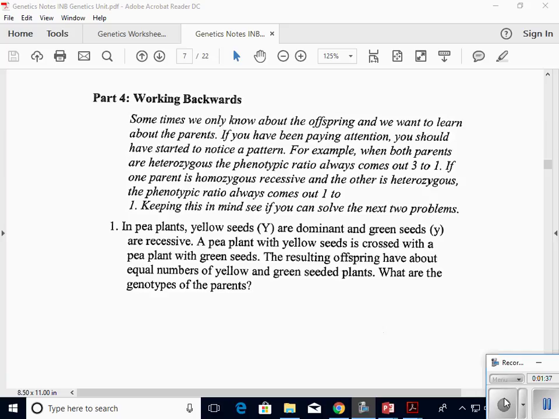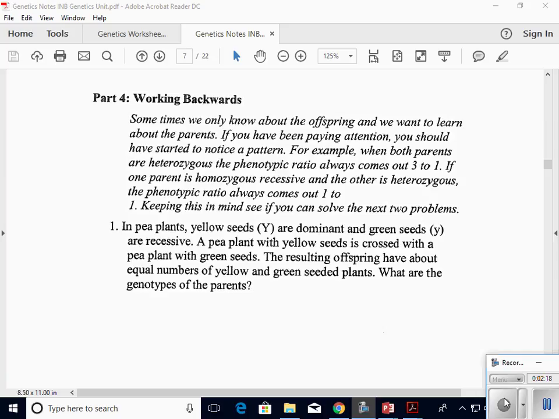If you have been paying attention, you should have started to notice a pattern. For example, when both parents are heterozygous. Once again, what does heterozygous mean? Genetics terminology. What's heterozygous mean, Zoe? Heterozygous, what's it mean? They're different. So, a heterozygous, for an example, would be a capital D, lowercase d. So they are different. So knowing that heterozygous is different, what is homozygous?